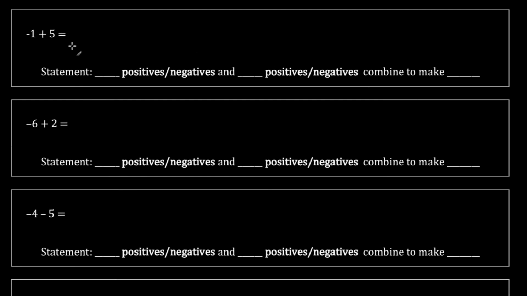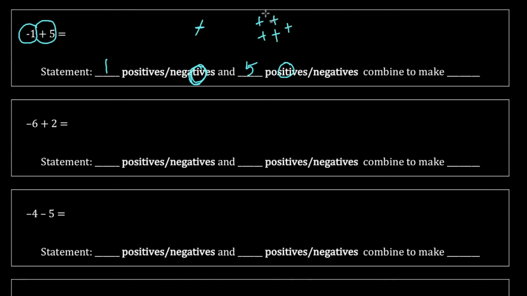Negative 1 plus 5. So negative 1, positive 5. So I have 1 negative 1, I guess, and 5 positive 1s. Remember, these are plus 1s. It starts to look confusing when we have too much going on.